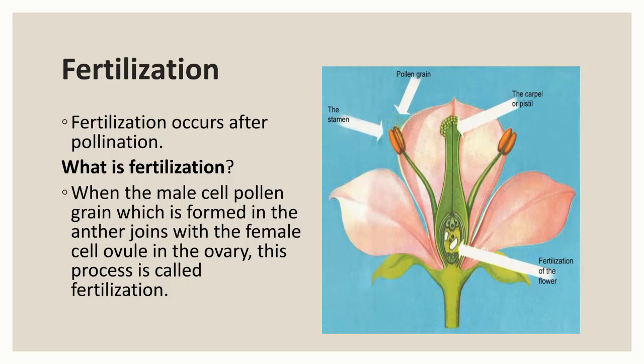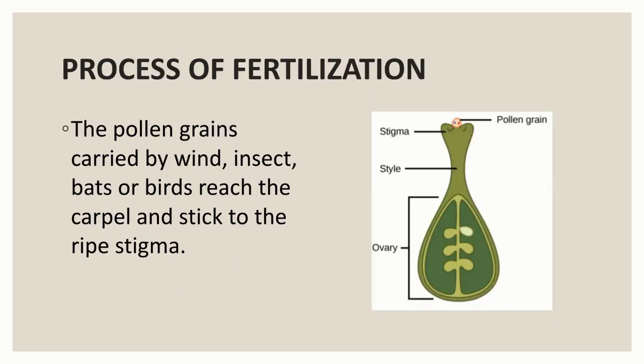After pollination has occurred, the next process is fertilization. Now, what is fertilization? Fertilization is the process of joining of male sex cell and female sex cell to form seeds. Now we will discuss the steps in fertilization.